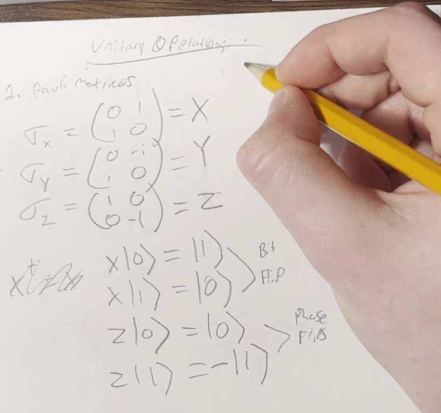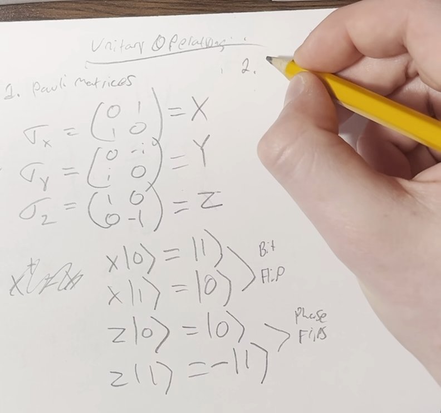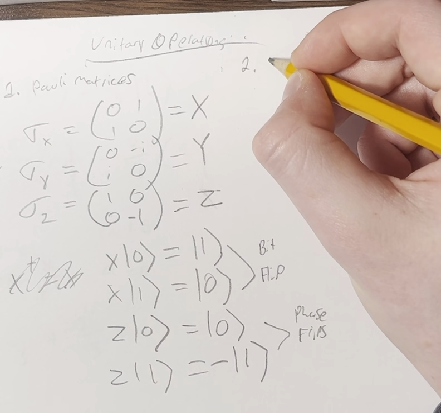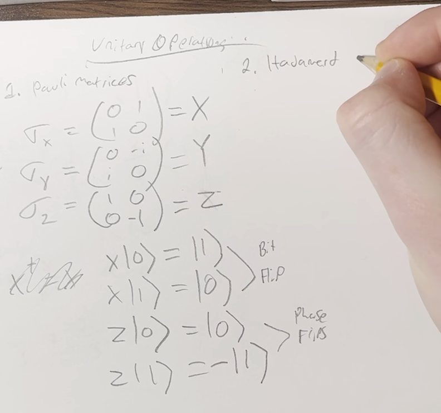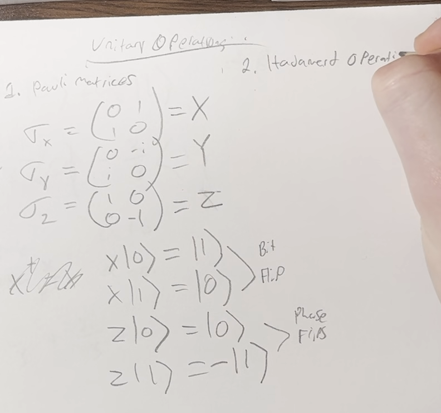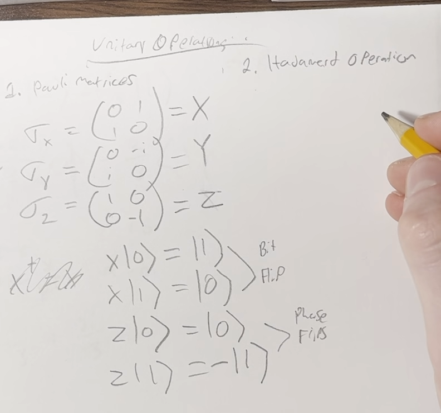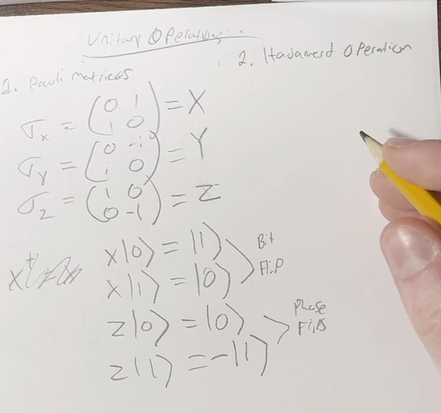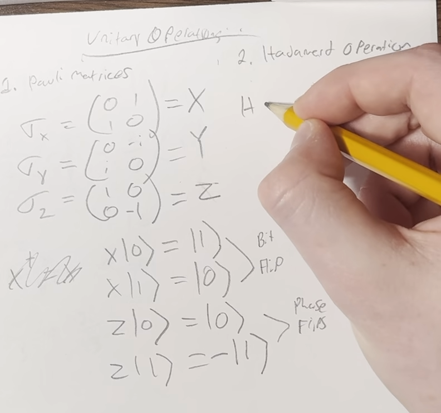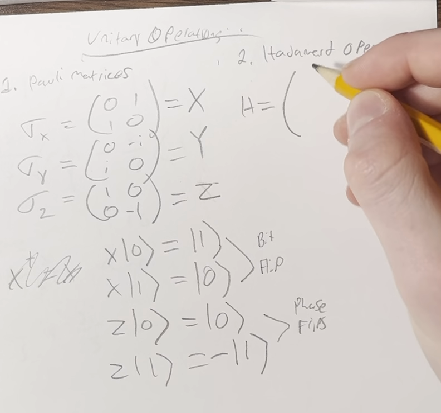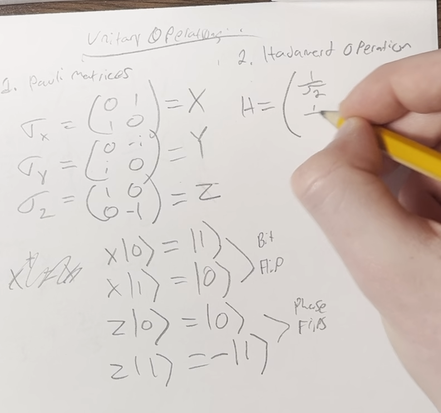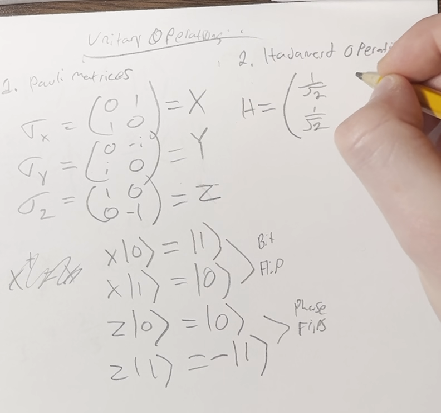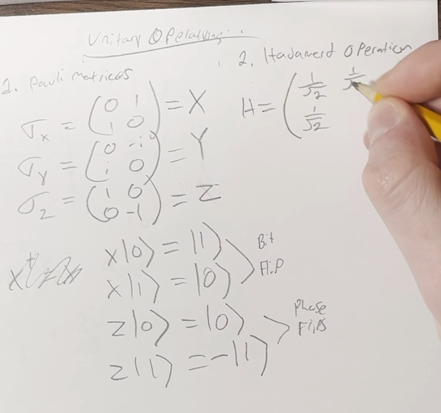Now, the second type of unitary operation is called a Hadamard operation. I'll explain more in the next video, which will be a continuation of this one. But right now, I'll just give the basic definition of what a Hadamard matrix is, because in order to explain its significance, it needs a little bit more context and a little bit more time.